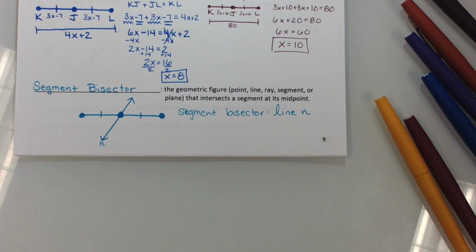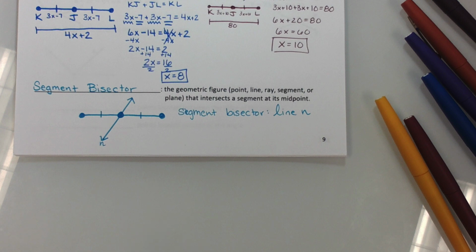Now I'm going to tell you right now, I'm not going to make a plane a segment bisector. That's kind of hard to draw. That one, you're just not going to see that one. But that is something to keep in mind. The proper way to name it is the word plane with three coordinate points that are on that plane.